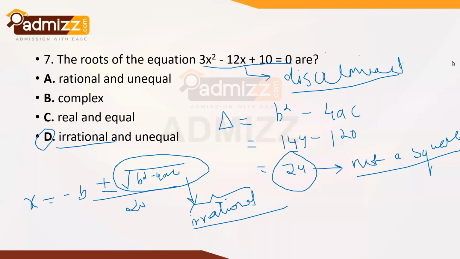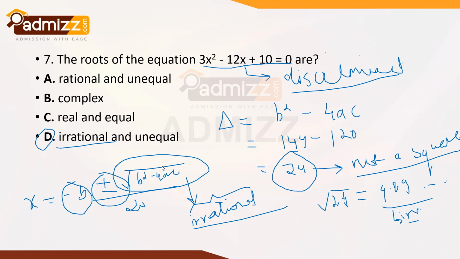Contrary to what most of you guessed. That is because the square root of 24 is 4.89 something, something, something, and this keeps on repeating. So this is irrational, and adding or subtracting b to this does not really make a difference to its irrationality. And since we've already got plus or minus here, we definitely know that adding and subtracting, even the same quantity, is going to give a different value for x. So at the end, this is irrational and unequal. Is this clear to everyone?